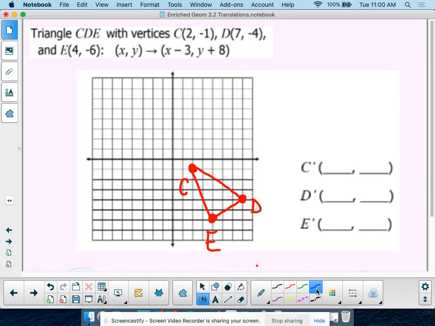Okay, now let's look at our road map. X minus 3, what does that mean? What direction? For x, it's left or right. If I'm minusing 3, what way am I going? So we're going to go left 3. Y plus 8, what does that mean? Up or down? Up 8. All right. Move all your points. Left 3, up 8.